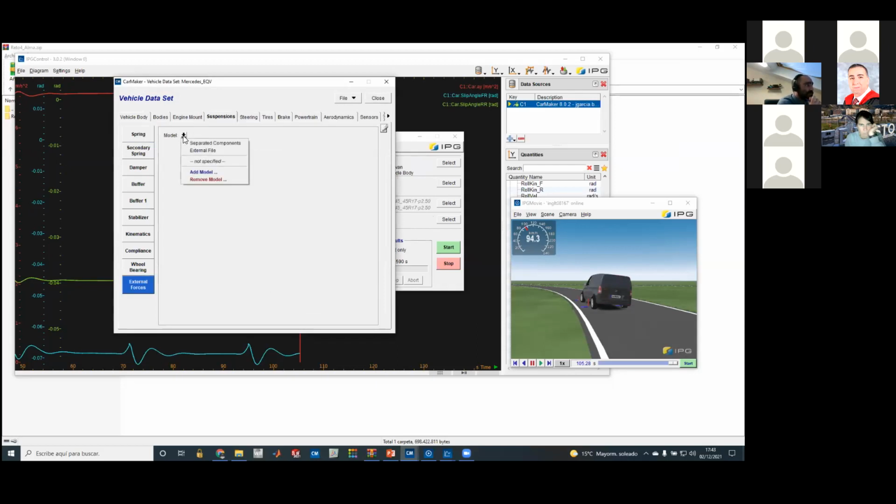So here, by calculating outside of this software the forces created by any kind of phenomena you can model or simulate, you could include these forces to be considered during the simulation.